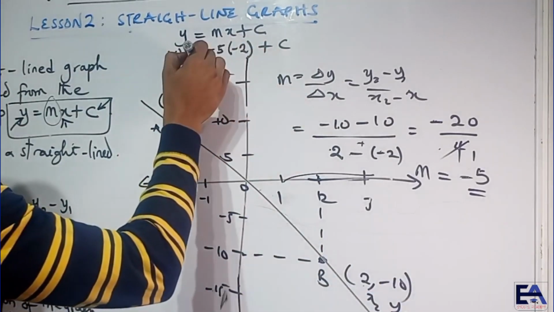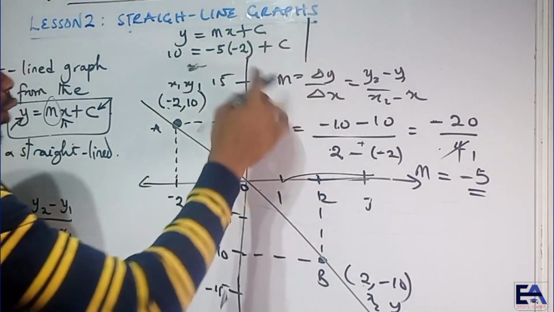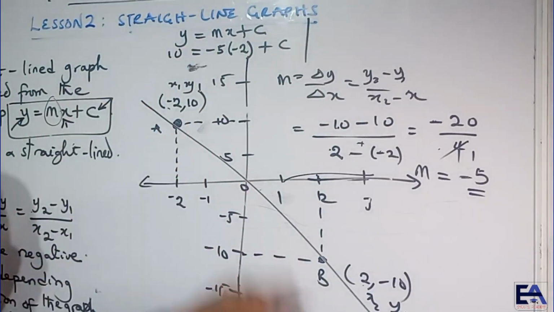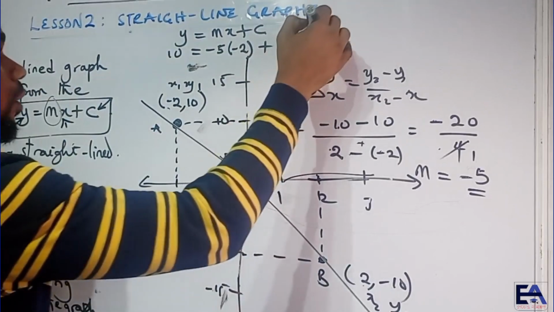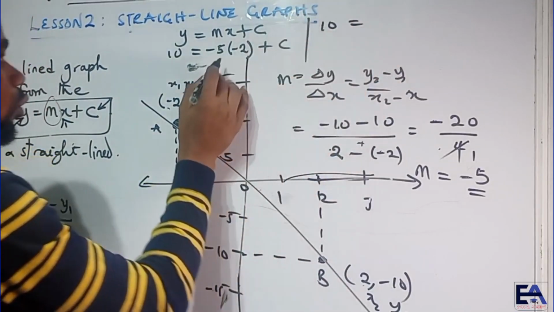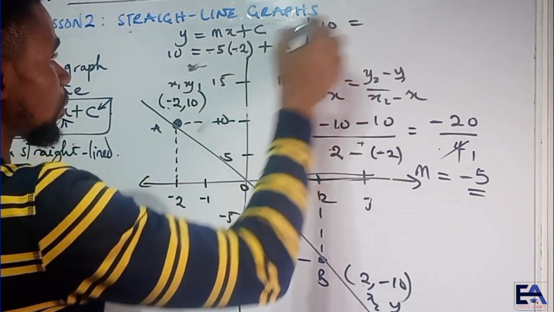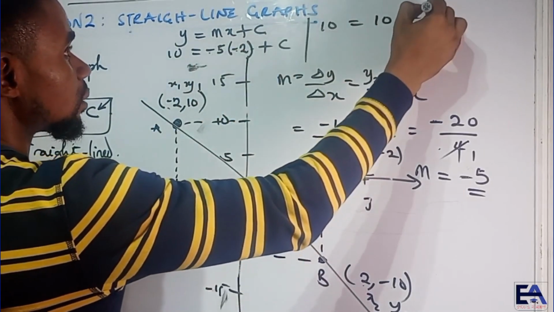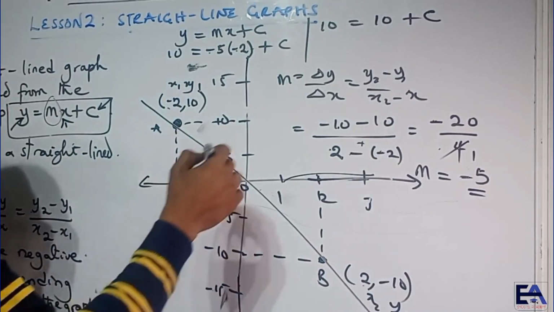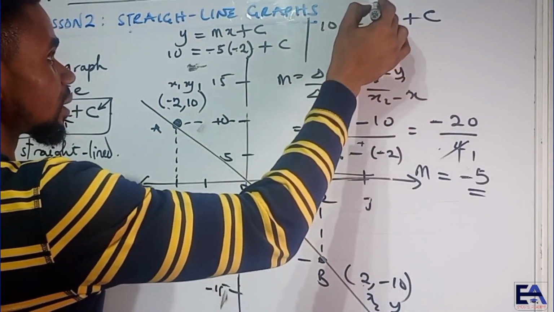Okay, so at the end of the day, I want to generate the equation of this line, just from the graph. So we have it as 10 is equal to minus times minus is plus. Okay, 5 times 2 is 10, then plus c. Okay, at the end of the day, we have, let's take this one to the other side.